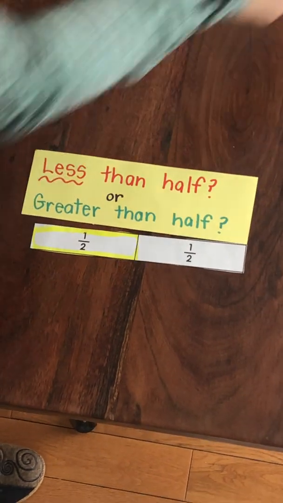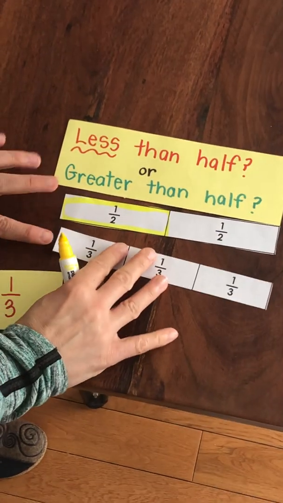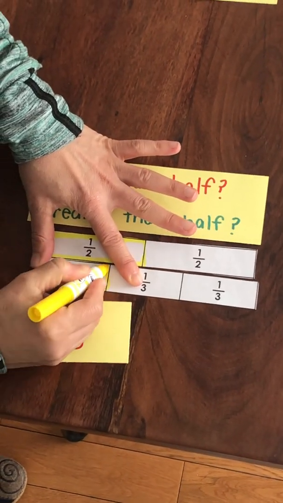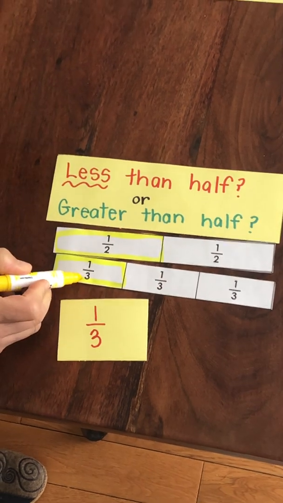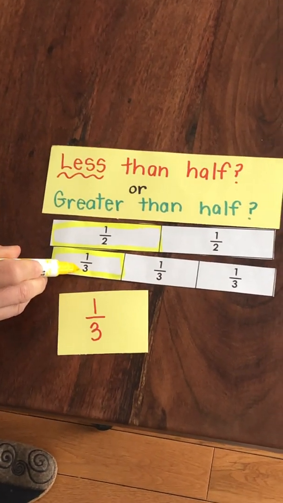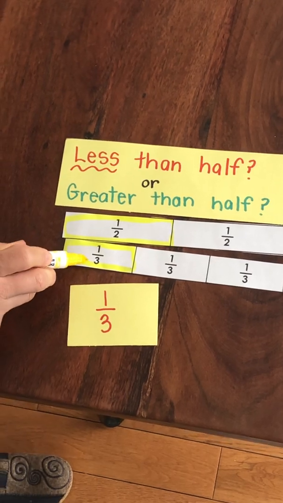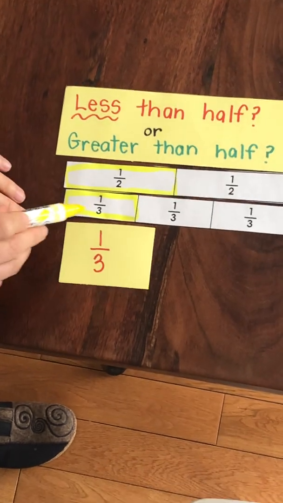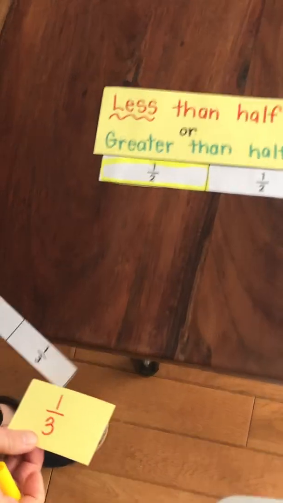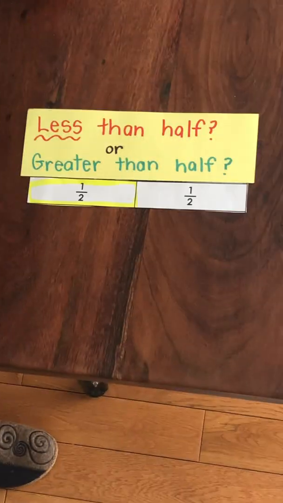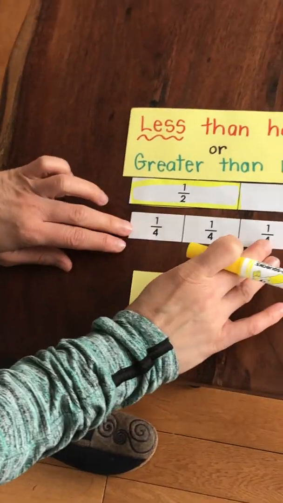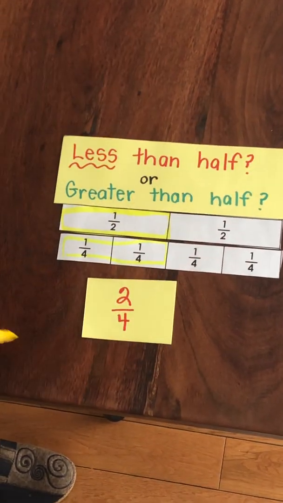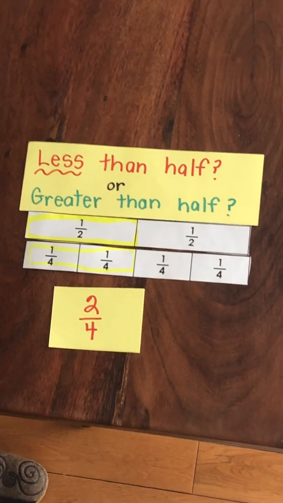And then we have 1/3. So just one of the thirds. We talked in a previous video about how the bigger the number on the bottom, and remember, denominator is a word for down, the bigger the number on the bottom, the smaller the piece gets. So you can see that 1/3 is less. Two quarters, there we go, there's 2/4 right there. Is it less than half or greater than half? It's equivalent, it's equal.